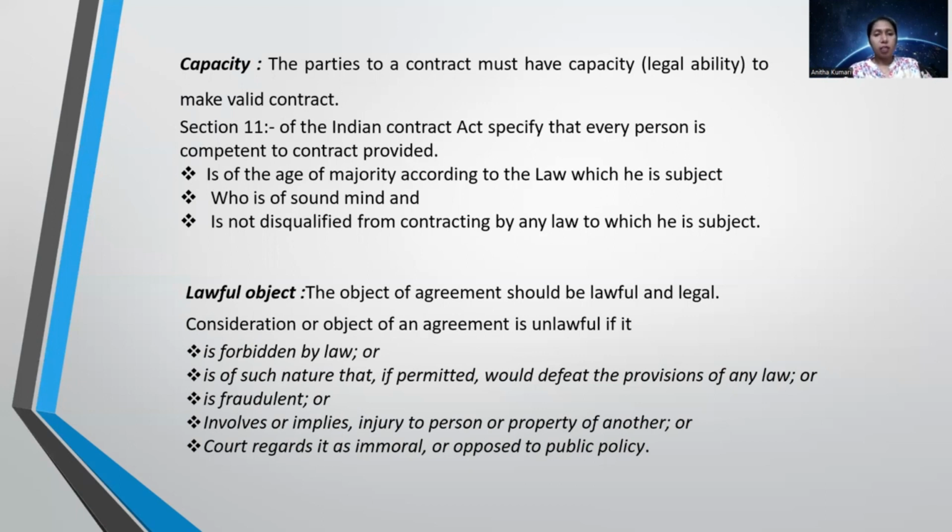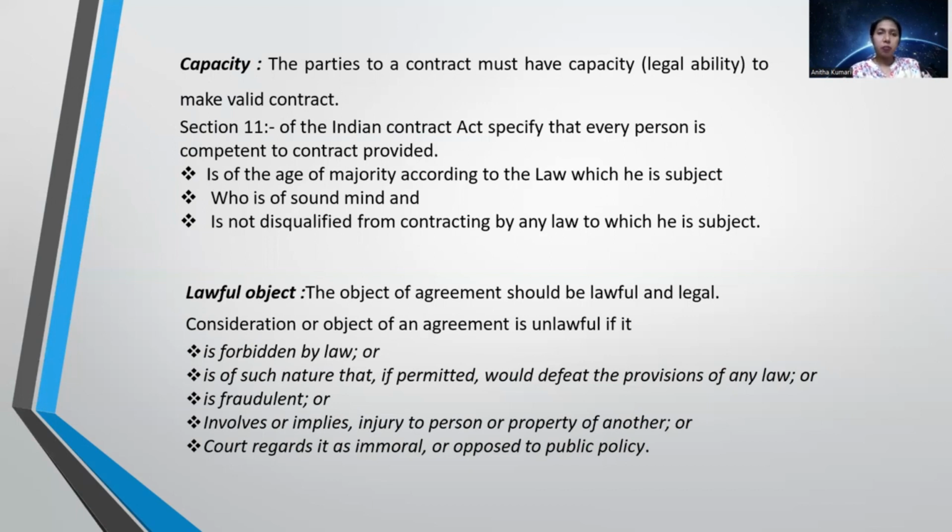What is called lawful object? The reason for what purpose you are entering into a contract must be a valid one. The consideration or object of the agreement is unlawful if it is forbidden by law, or is of such a nature that, if permitted, it would defeat the provisions of any law, or is fraudulent, or involves or implies injury to the person or property of another, or the court regards it as immoral or opposed to public policy.